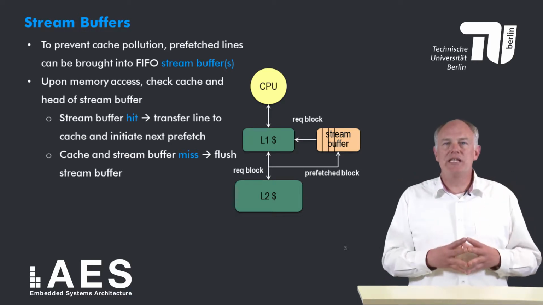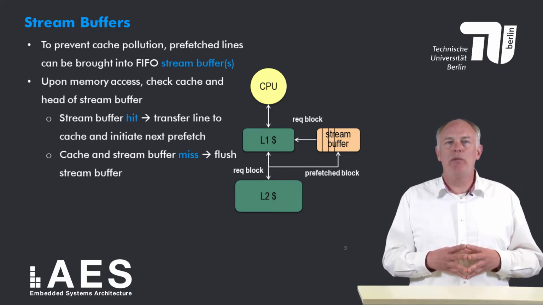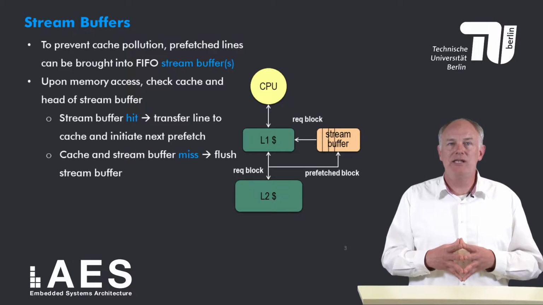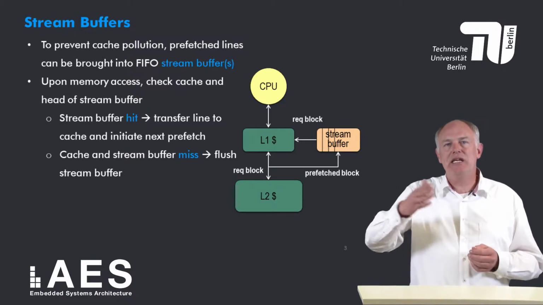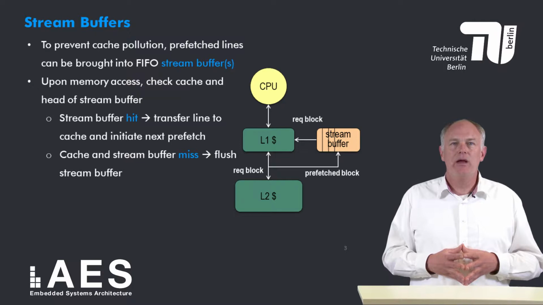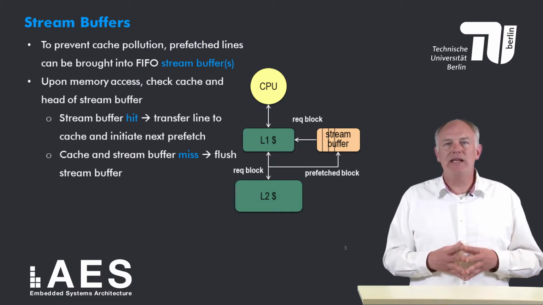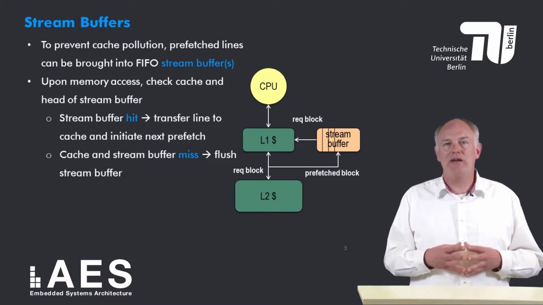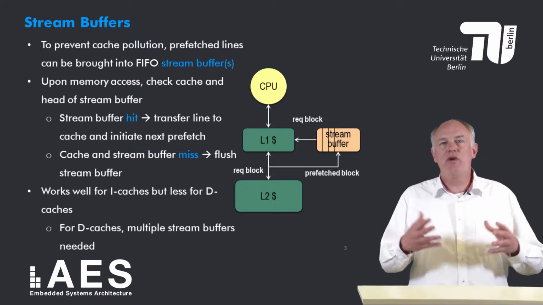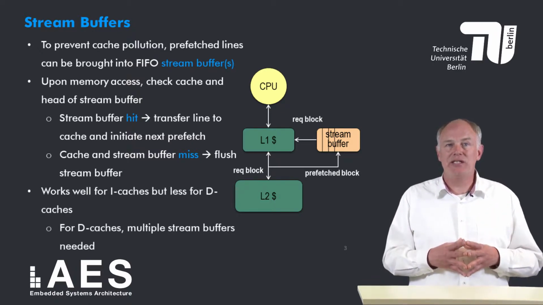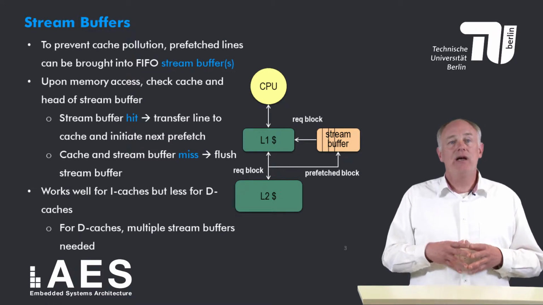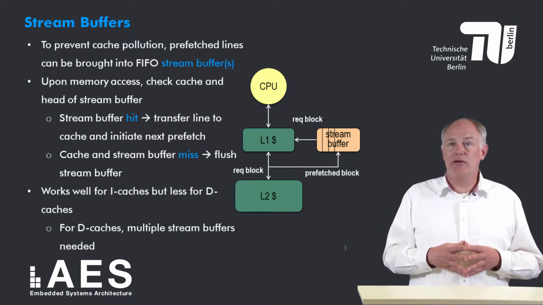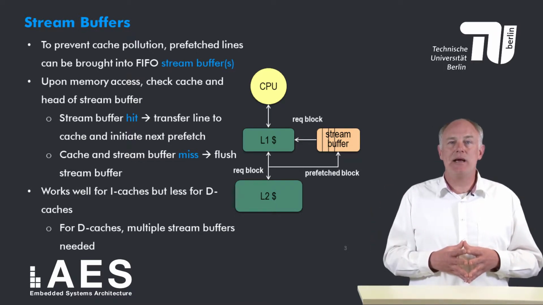The beauty of this scheme is that if we make the stream buffer large enough to hide the memory latency, the prefetches can be initiated exactly on time. If both the cache and stream buffer miss, then we flush the stream buffer because apparently data is not accessed in a sequential or strided fashion. A stream buffer works well for instruction caches, but less so for data caches. Different loads typically access different arrays, and each array basically requires a separate stream buffer.